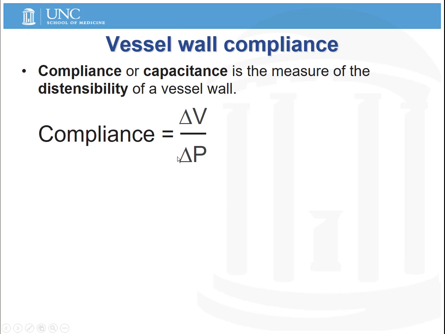And the compliance of a blood vessel really describes the volume of blood the vessel can hold at a given pressure. And the equation shows that the higher the compliance of the vessel, the more volume it can hold for a given change in pressure.